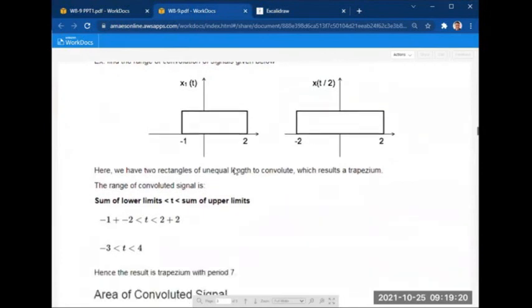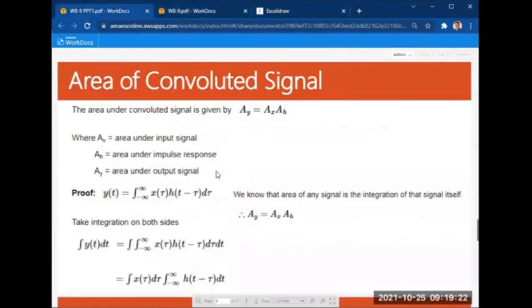Let's see first. Area of convoluted signal. The area of the output is equal to the area of the input times the area of the impulse response. So the proof is here. So this is the proof.